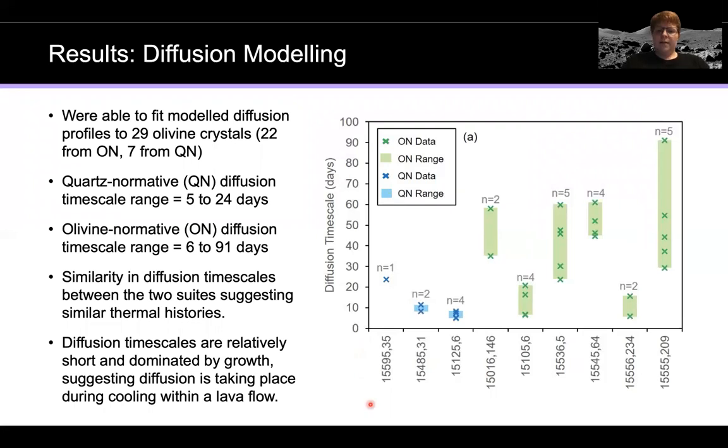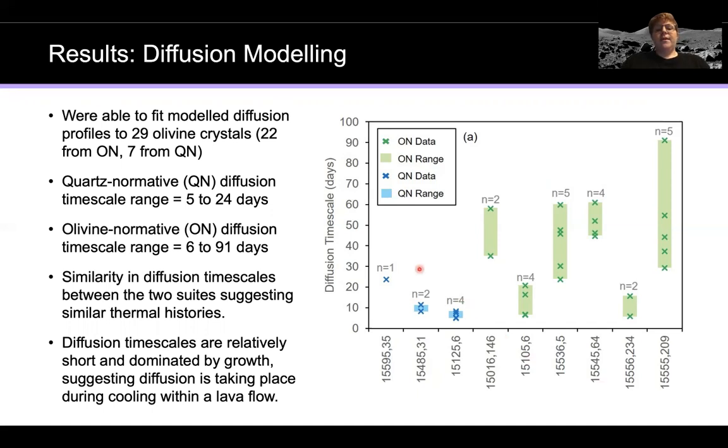And this is our results in terms of plotted up diffusion timescales against the different samples, and each crystal within each sample. Each X on this graph represents a different crystal, and the field shown in green is the range for that individual sample. We managed to fit profiles for 29 olivine crystals, 22 from the olivine normative samples, and unsurprisingly, we only managed to get 7 profiles from olivine in the quartz normative samples.